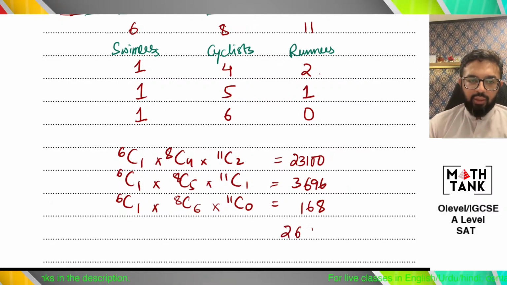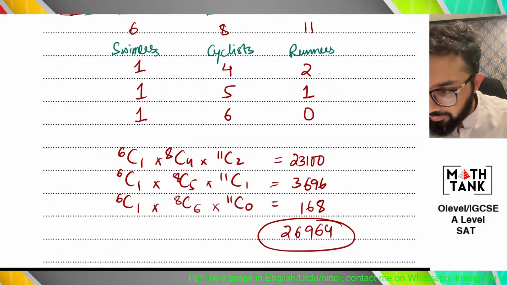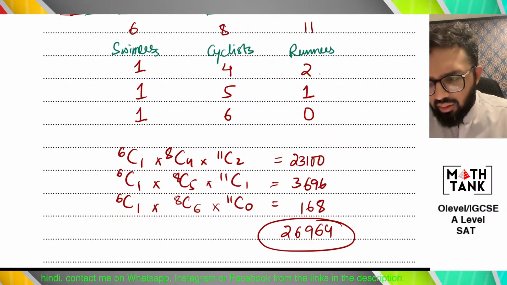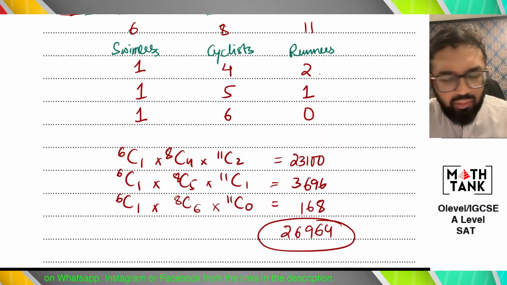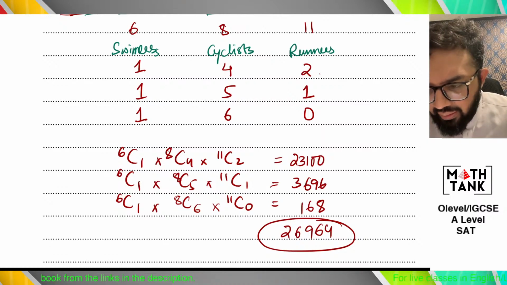So 26964 is what I am getting as the total. Calculator wouldn't help you in calculating the distribution of the probabilities.